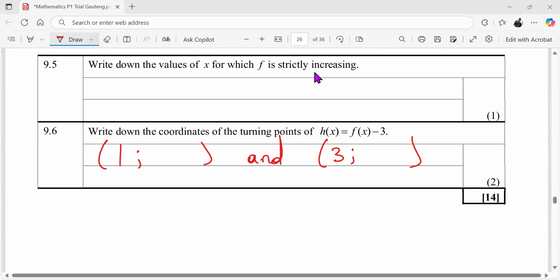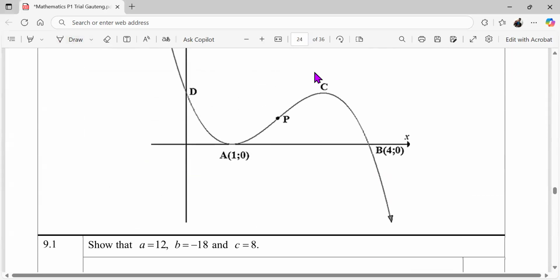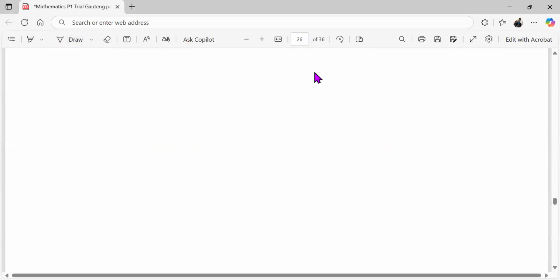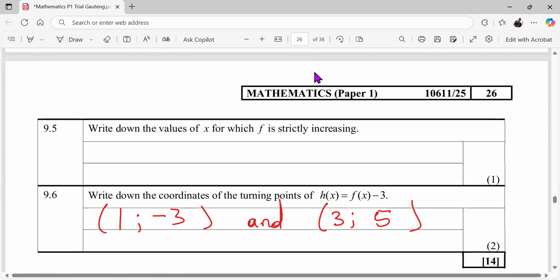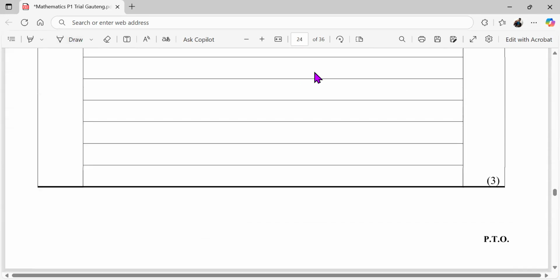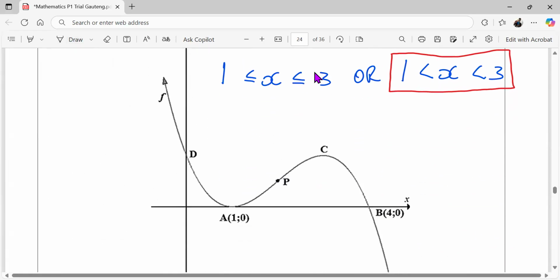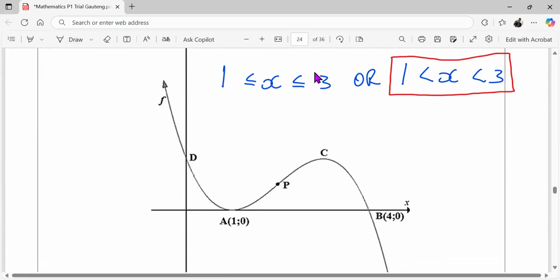But now for the first one, which is at A, at A the y value was 0. But when we shift it down, it's -3. The one where the y value was 8, when we shift it down, is simply going to be 5. The y values are just shifted 3 units down. And that will be the coordinates of the turning points of h of x. Yes, understanding the transformation was the key.